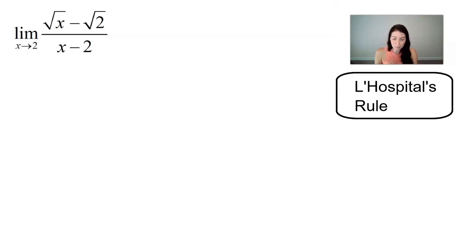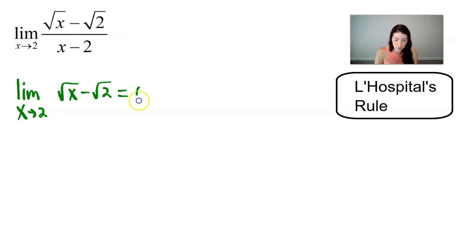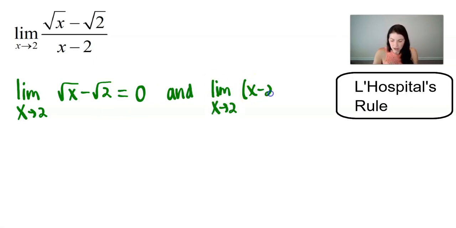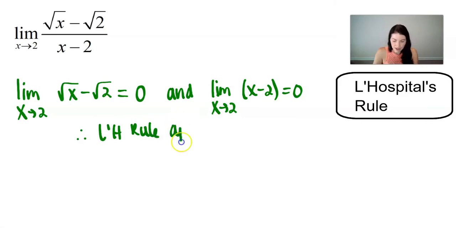So L'Hopital's rule can be used when the limit as x approaches 2 of the numerator is equal to, you can see in this case, 0, and the limit as x approaches 2 of the denominator is also equal to 0. Therefore, L'Hopital's rule applies. And what that means is you take the derivative of the numerator and the derivative of the denominator, and the limit ends up being the same.